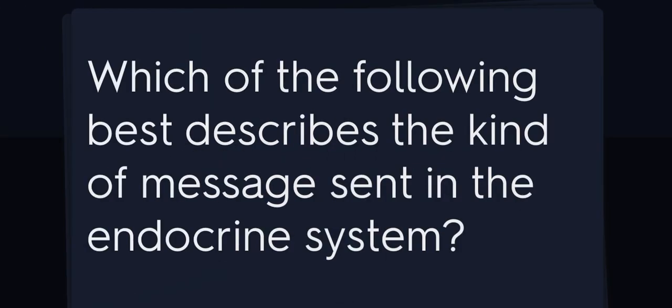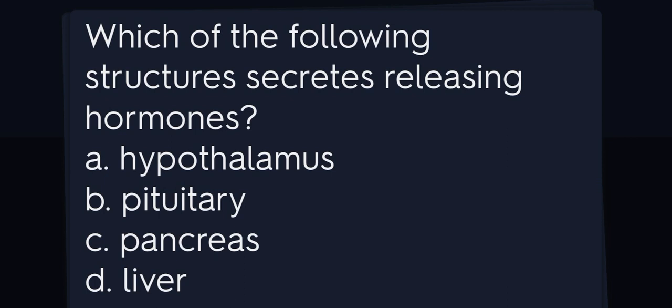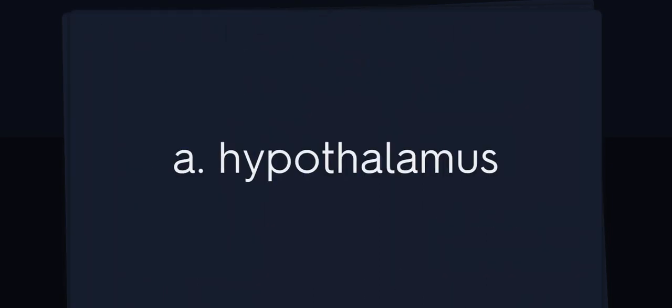Which of the following best describes the kind of message sent in the endocrine system? B. Chemical signals that travel through the bloodstream. Which of the following structures secretes releasing hormones? A. Hypothalamus. B. Pituitary. C. Pancreas. D. Liver. A. Hypothalamus.